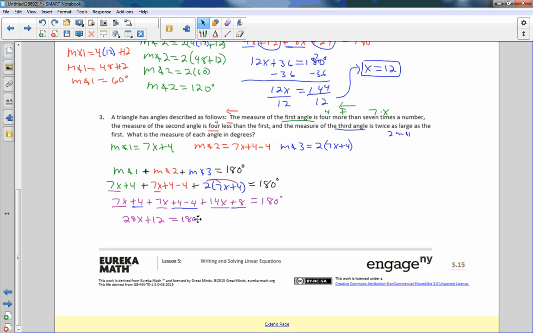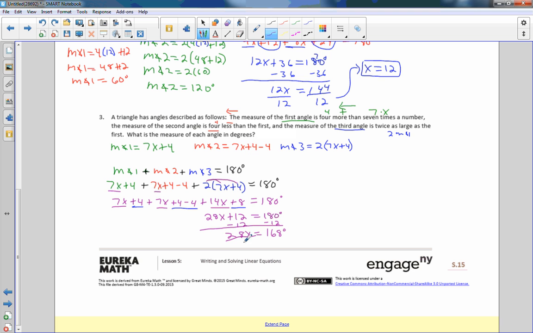Okay, so let's move this over here. I like to try to keep my equal signs lined up so it's less confusing. So there it is, 180, equals, and this is now slimmed right down to a nice 2-term on the left. So I'm going to subtract 12 from both sides, and I get 28x equals, and 180 minus 12 is 168 degrees.